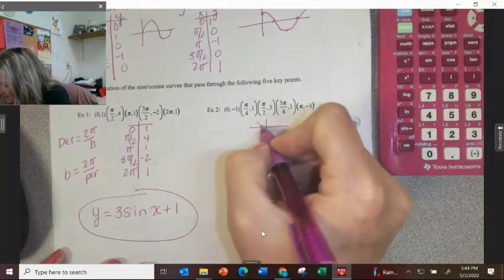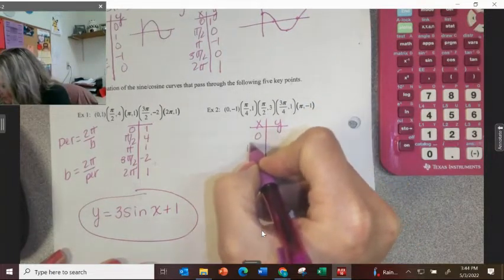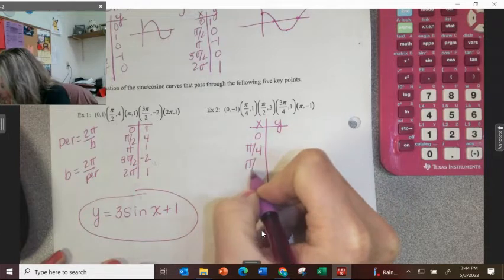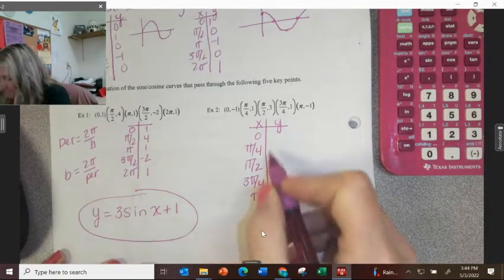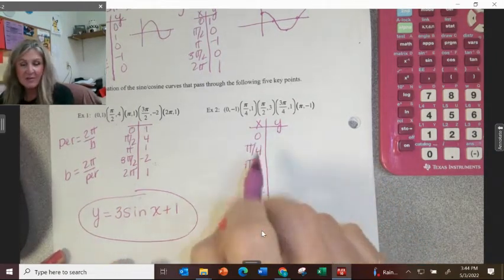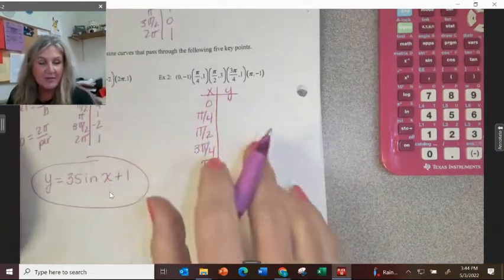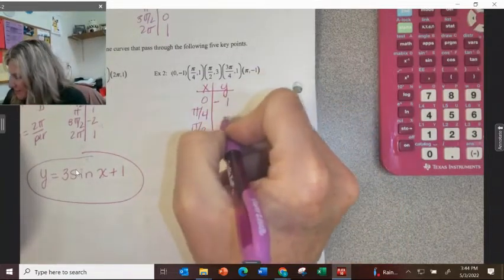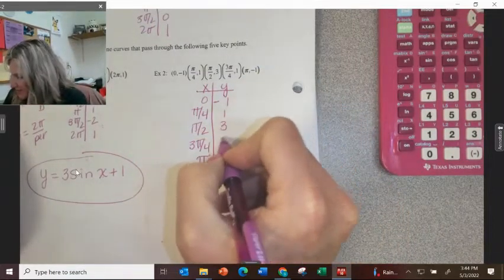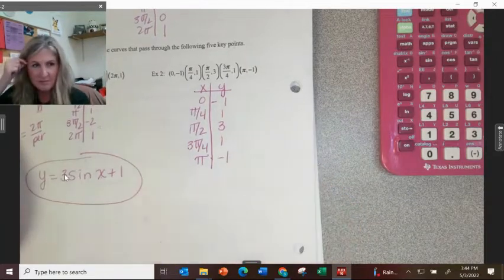Okay, so I'm going to make my table of values. We've got 0, pi over 4, pi over 2, 3 pi over 4, and pi. That looks different, doesn't it? So we know there's going to be a change in the period that we're going to have to address here in a minute. The y values are negative 1, 1, 3, 1, negative 1.